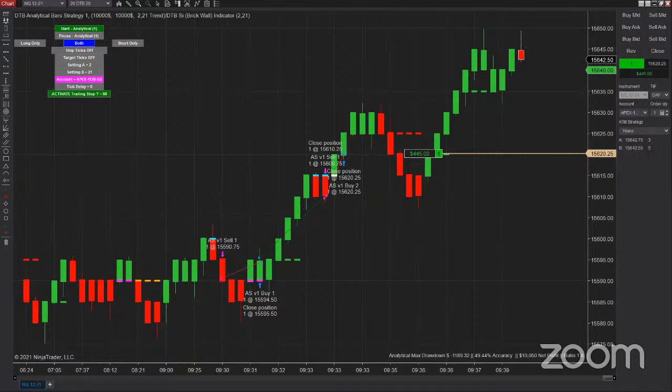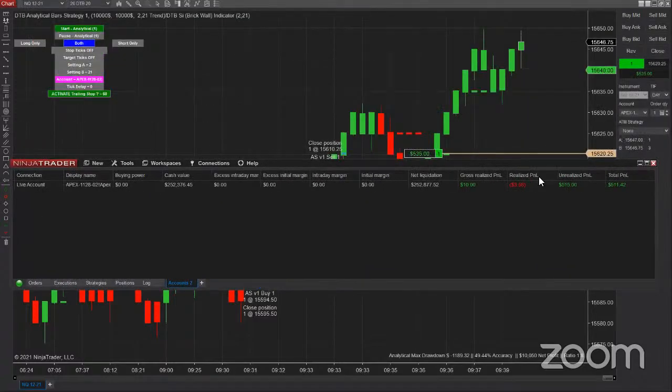But you can always look at your accounts tab on your control panel, and you can see what that looks like. So currently I'm up basically $500 for the session so far.